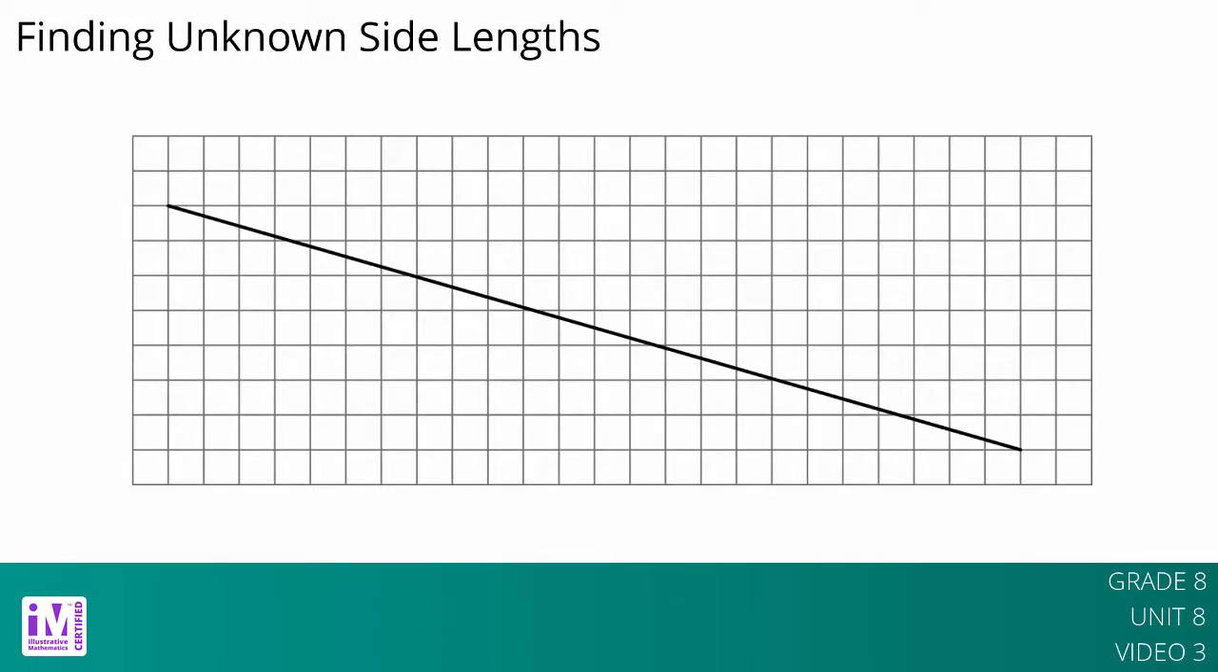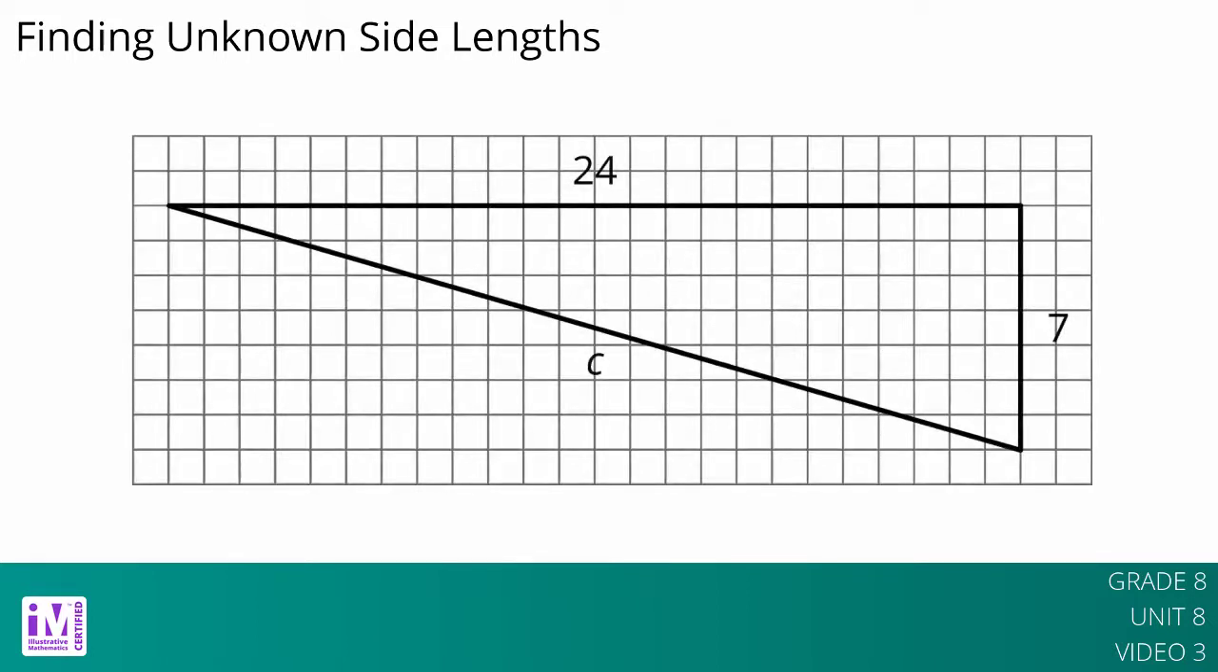For example, let's use the Pythagorean theorem to find the length of this line segment. The grid can be used to create a right triangle, where the line segment is the hypotenuse and the legs measure 24 units and 7 units. Since this is a right triangle, 24 squared plus 7 squared equals c squared. The solution to this equation and the length of the line segment is c equals 25.